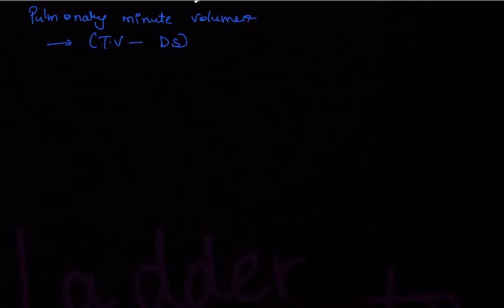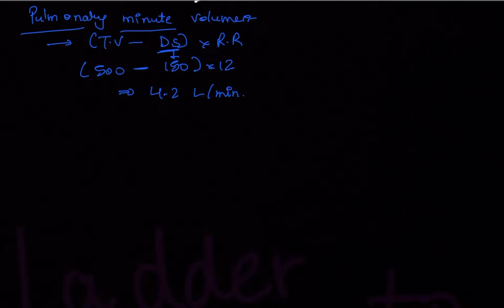Now if someone asks you what is pulmonary minute volume, how can we find it? It is your normal tidal volume minus dead space. How much is the dead space? It's 150 milliliters. So tidal volume 500 minus dead space 150, multiplied by 12. How much will it come to? It will be approximately 4.2 liters per minute. So the pulmonary minute volume is 4.2 liters per minute.